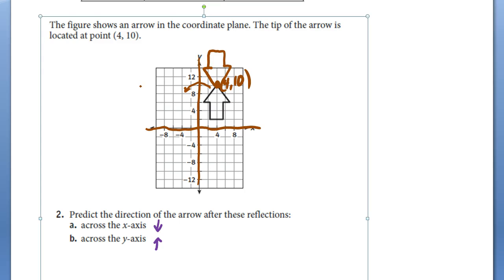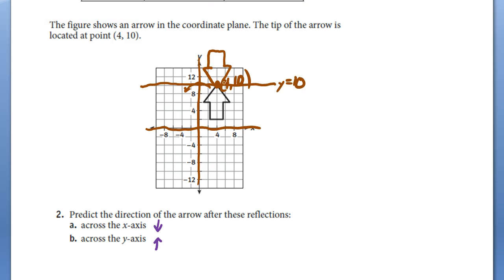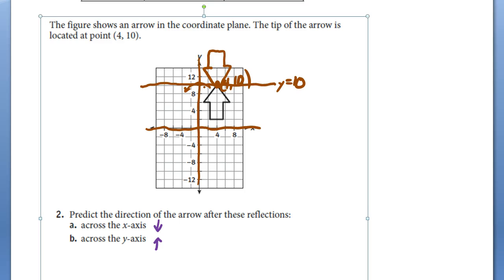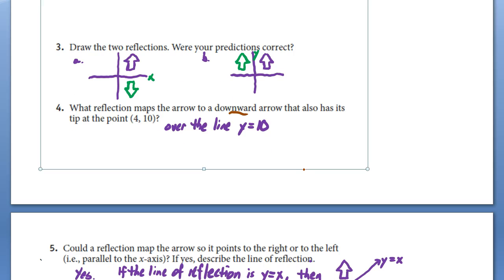What if we flipped it over this line that I'm drawing across the screen right now? That's the line y = 10. It's a horizontal line crossing the y-axis at 10. And so that is the answer to that question. We would need to reflect it over the line y = 10.